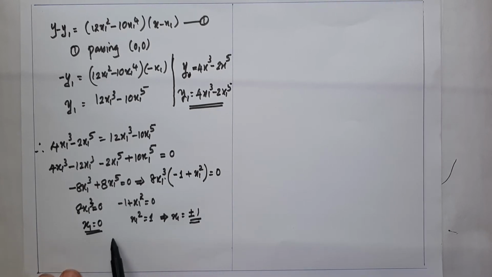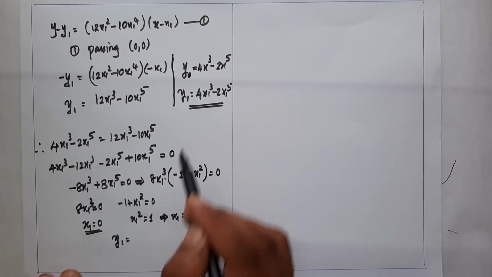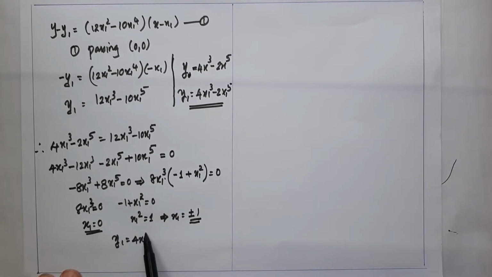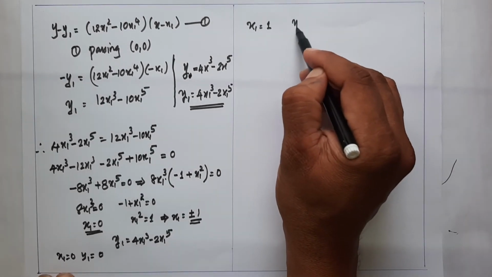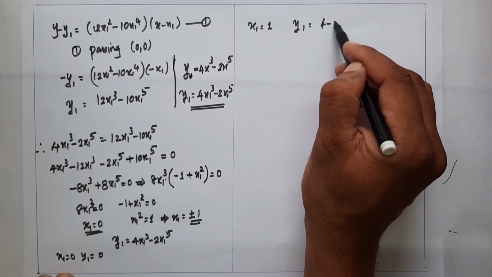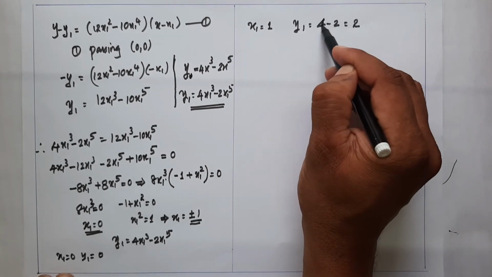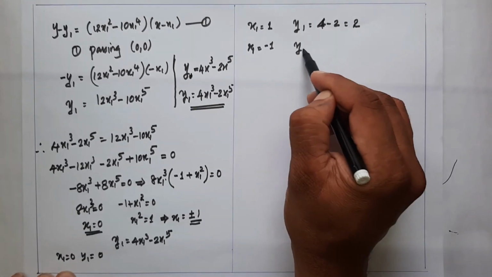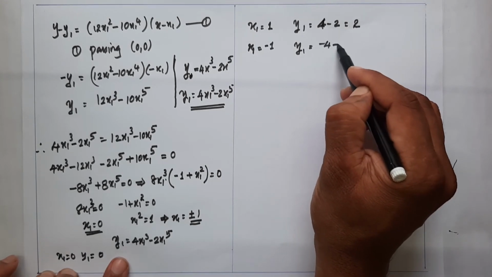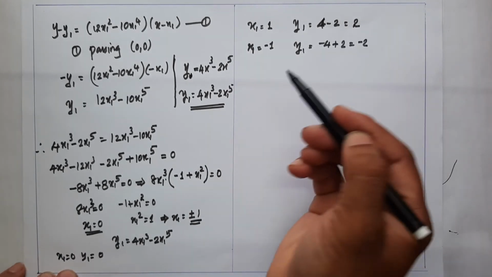Now what is y1? y1 corresponding to the function is 4x1 cube minus 2x raised to 5. When x1 is equal to 0, y1 is equal to 0. When x1 is equal to plus 1, y1 is equal to 4 minus 2, which is 2. When x1 is equal to minus 1, y1 is minus 4 plus 2, which is minus 2.